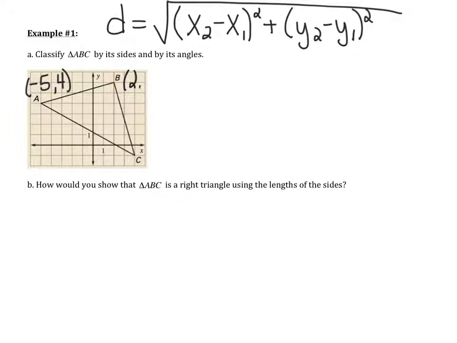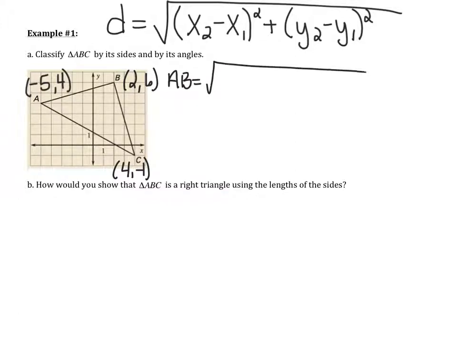And while we're at it, let's do C. They're going to the right 1, 2, 3, 4, and down 1. So the ordered pair for C would be 4, -1. So again, we're going to have to find the lengths between all three sides. So let's start with AB.